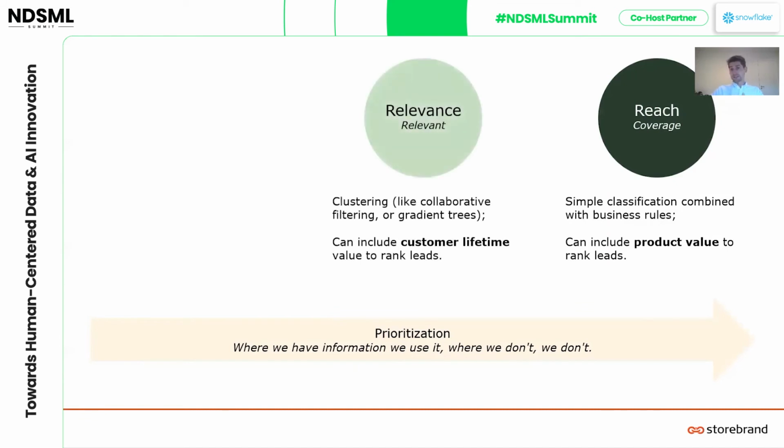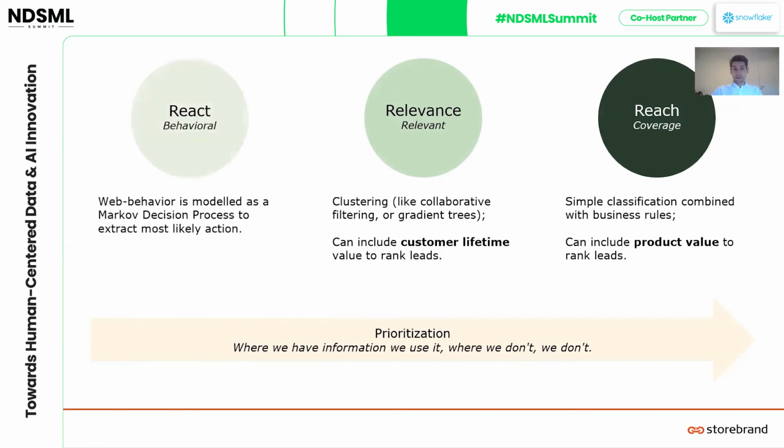For Relevance, it's slightly more advanced. It's clustering, like collaborative filtering. And here we can include things like customer lifetime value. What is this product going to be worth to the customer, or what is this customer therefore going to be worth to Storebrand in the future? And finally, the React model, which is a Markov decision process, and it extracts the next action. And if the customer fails to do that action, we can trigger that action.